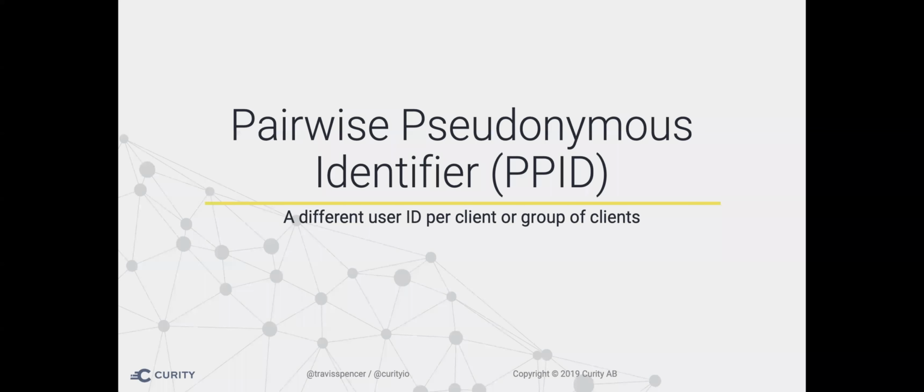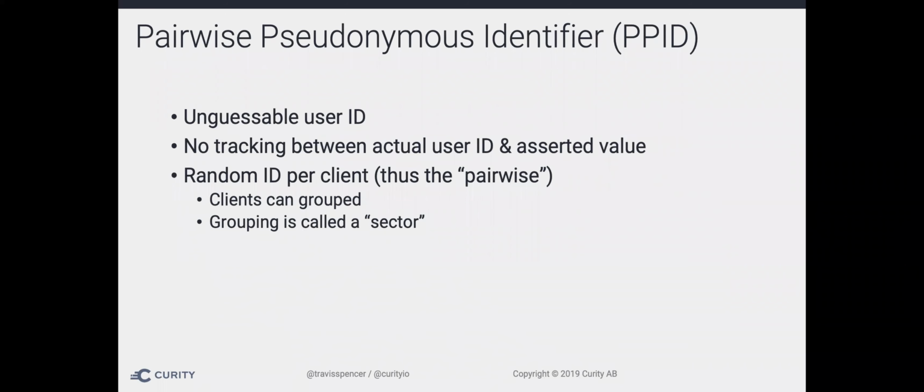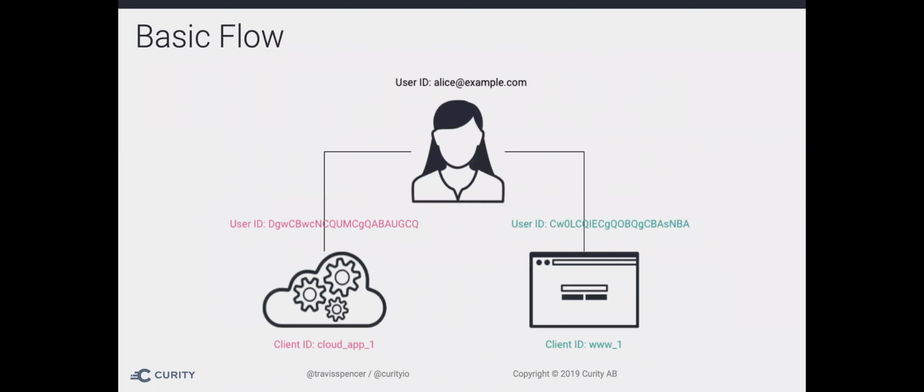And that will prevent collusion and will also reduce the sharing of personally identifiable information. So to see how this works, let's look at this in a little bit more detail. Here I have a picture of a particular client, which I called Cloud App 1 here on the left, and then another, which I called www1.